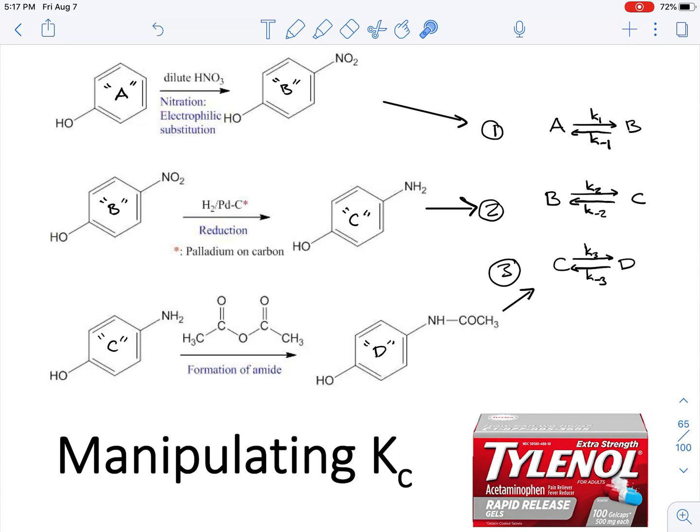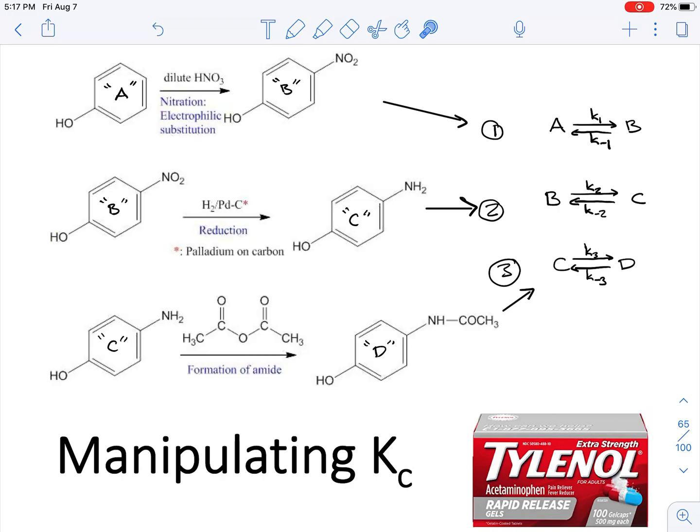In this lecture video, we will discuss how we can manipulate multiple chemical reactions to determine the overall equilibrium constant, Kc, for the net chemical reaction. The example I want to use to better understand this topic is the synthesis of acetaminophen, which happens to be the active ingredient in Tylenol.